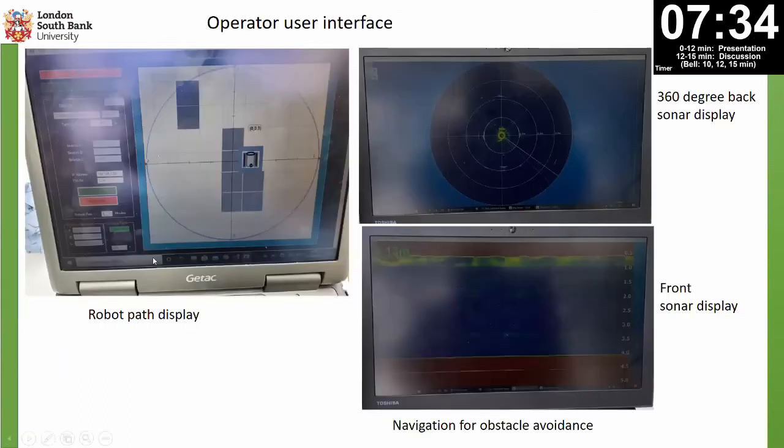And then the results for the robot localization system are shown on this display. We see the robot path with the antenna feedback to our receiver displayed on this image, and the right-hand side image shows the 360-degree back sonar for the navigation, and the front sonar also for the navigation.